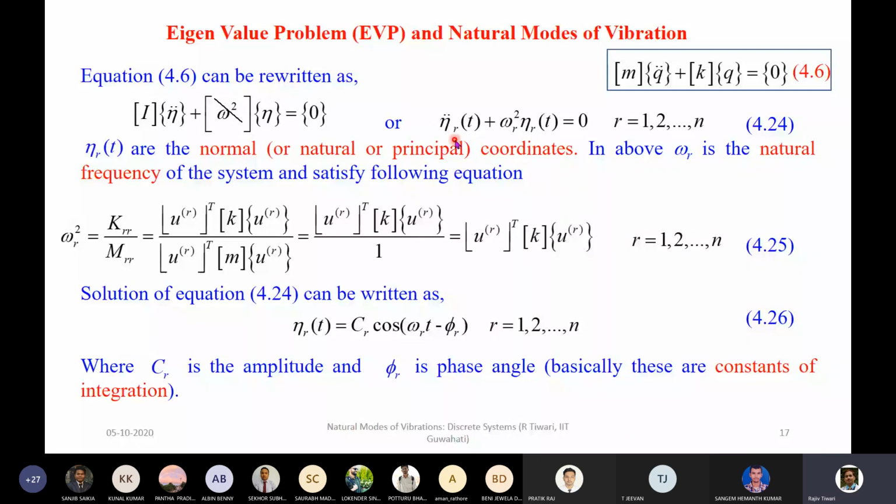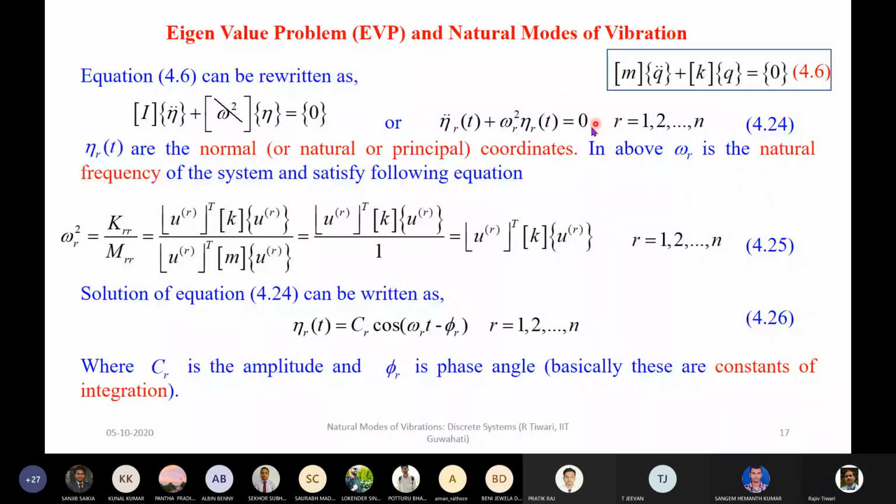So that is something like dividing throughout the equation by mass. So here k by m, which is nothing but omega square. So that kind of term is coming here. Like here, if you divide by mass, k by m will come. That is nothing but omega square, the natural frequency.